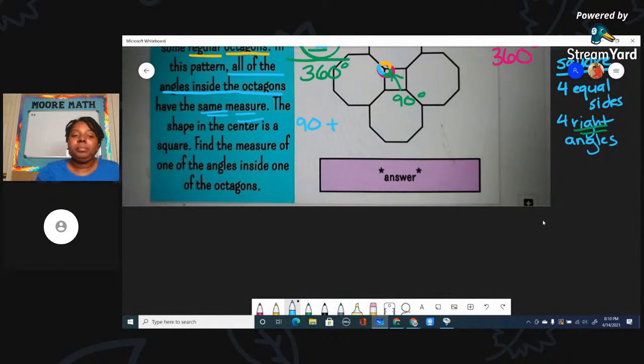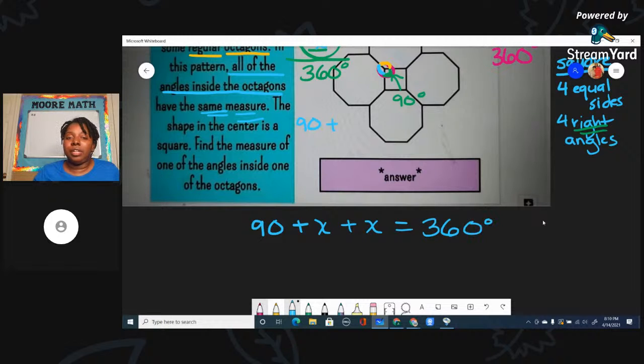All right. So I have two angles, 90 plus, we don't know what it is, so we're going to call it X, right? And the other angle is the same, right? You told me they were equal, so they're the same. And they add up to 360 degrees. Okay, what could I do to figure out what these two angles are? What would you do?